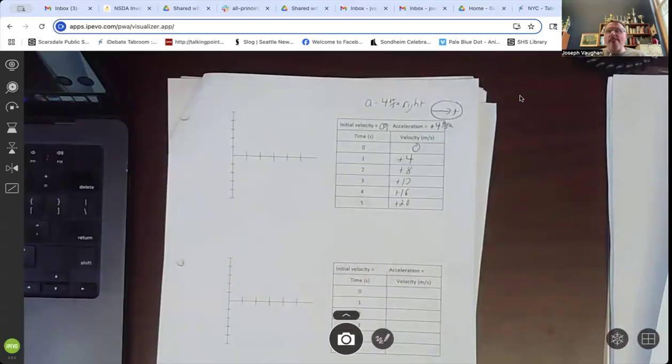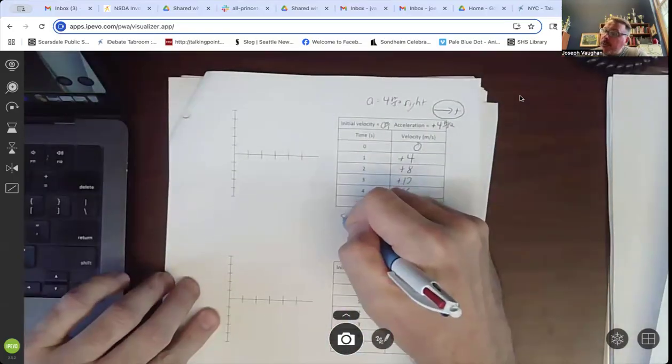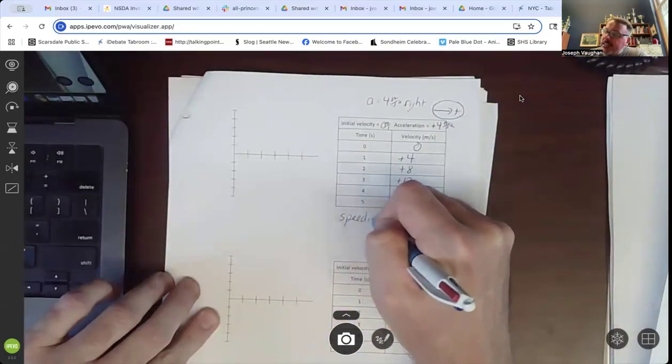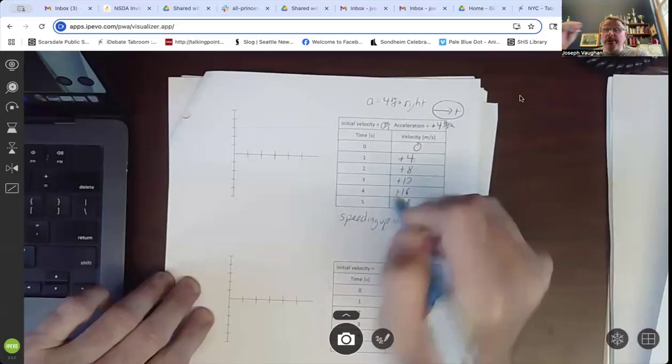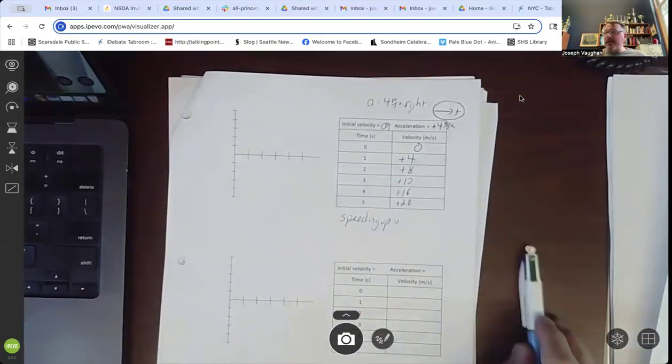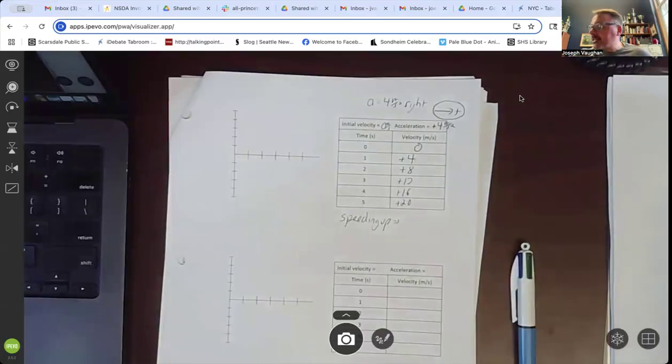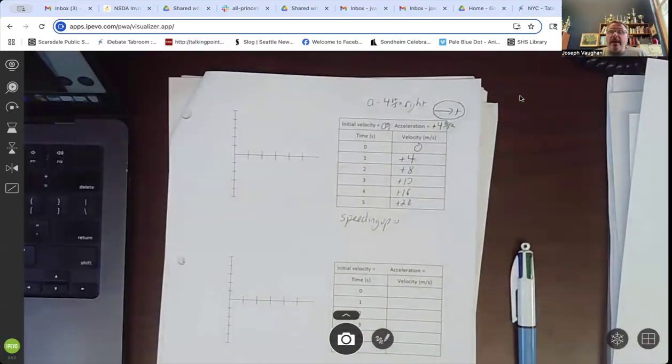A couple of things about that. What's the motion? Hopefully you would say that this object is speeding up, and you'd be correct in this case. And you might be saying, hold on a second, Juan, I thought you said that acceleration doesn't mean speeding up. What I said is acceleration doesn't necessarily mean speeding up. In this instance, it does. So we're going to have to figure out why in this instance that is the case.